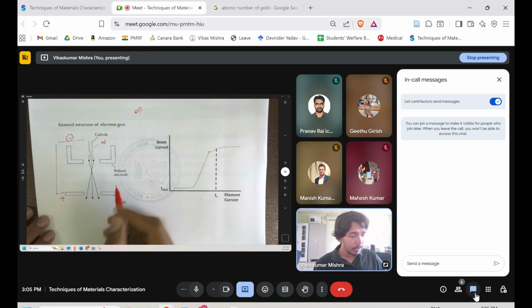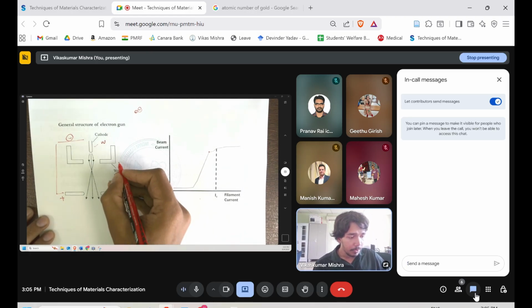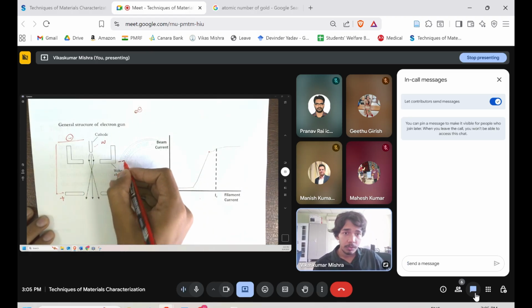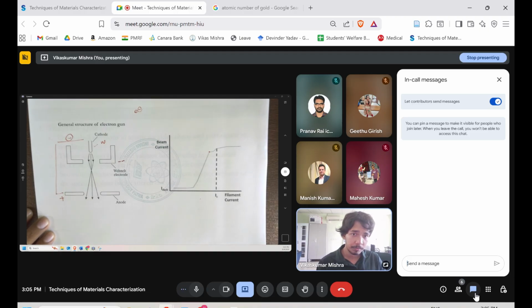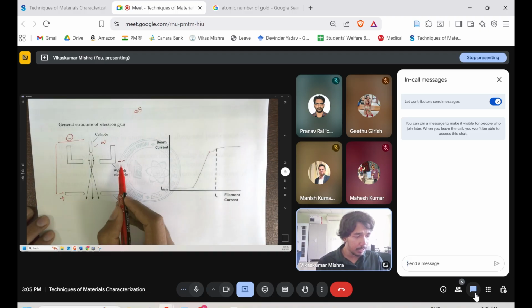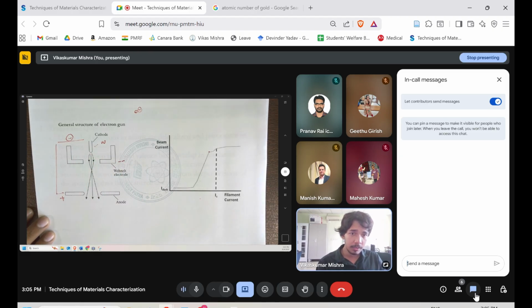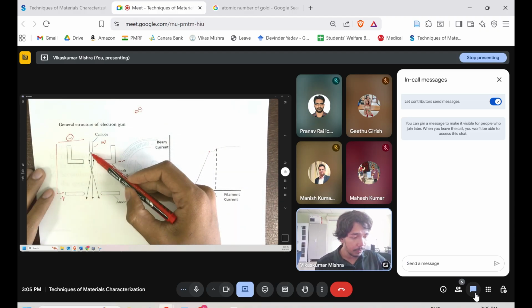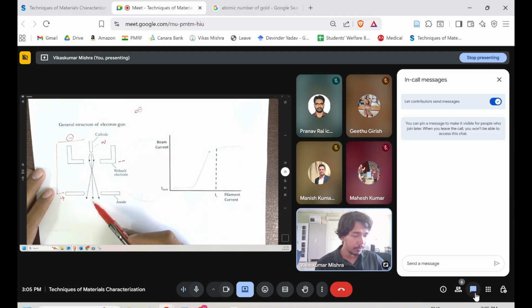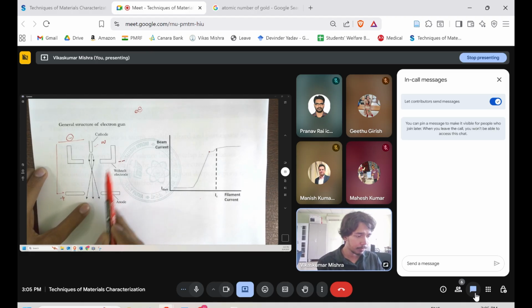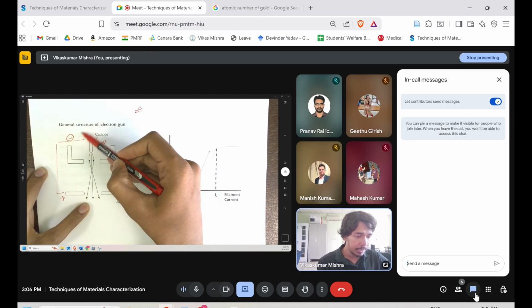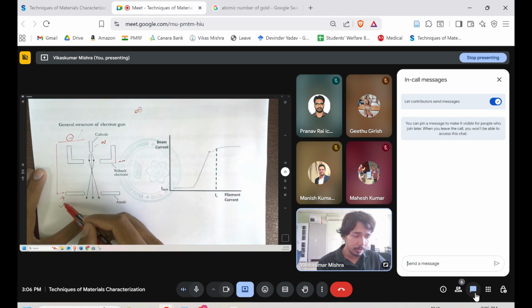Now the Wehnelt electrode will also be negatively charged, negatively biased. It will be more negative compared to the cathode. So now what is happening? The overall picture is that the electron is coming from here and traveling toward the anode through this Wehnelt electrode. This bias, we already understand the purpose.